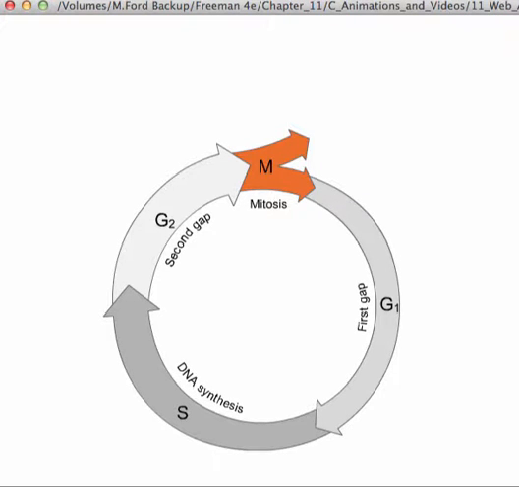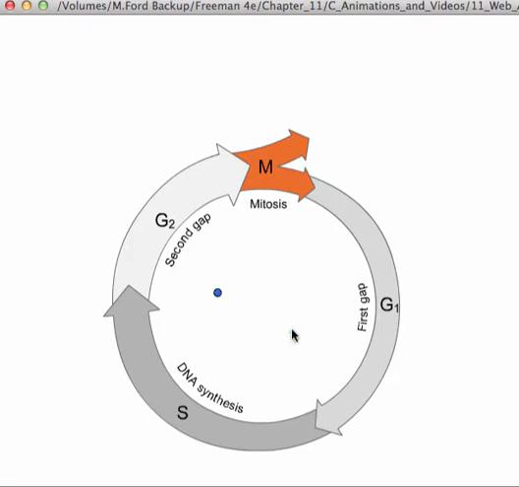Hi guys, I wanted to add a little detail today on some of the regulation of the cell cycle and how it's controlled. We mentioned that these checkpoints existed, but we hadn't really talked about what they were or how they work. So I want to do that today.